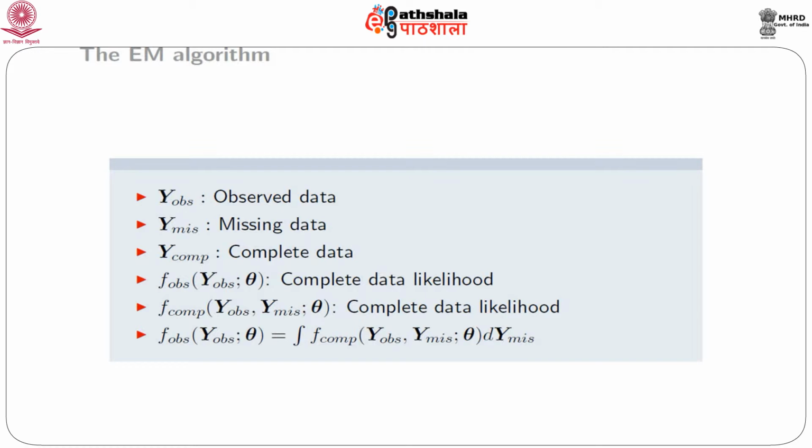So, the complete data likelihood is f complete of Y observed, Y miss, that is Y complete, and theta. Now, note that the observed data likelihood f observed of Y observed and theta can be obtained by integrating out the complete data likelihood over the missing data.